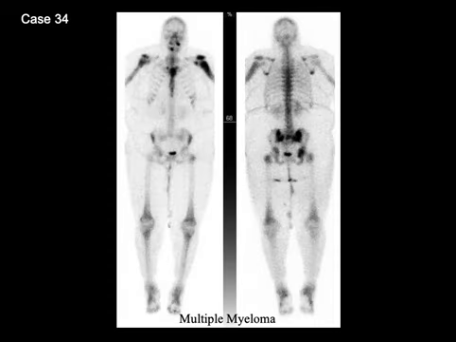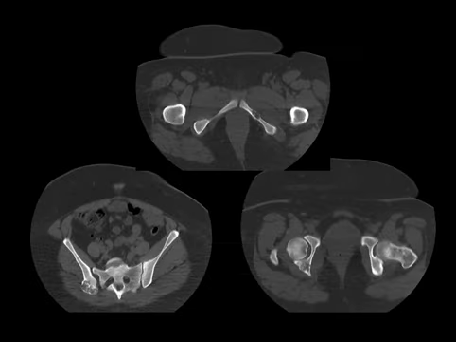Case number 34 shows anterior and posterior whole body images in a patient with multiple myeloma. There are multiple foci of increased uptake seen here in the left proximal humerus, sternum, and also foci in the pelvis, consistent with myelomatous involvement. Here is a corresponding CT on that patient showing lytic foci here in the left ilium, in the right ilium, the right acetabulum, and also in the left ischium.